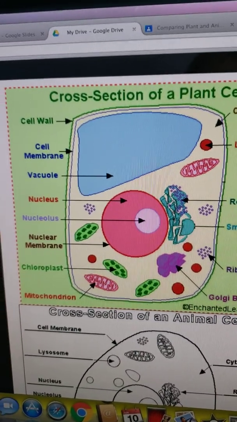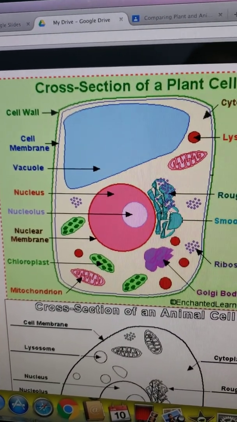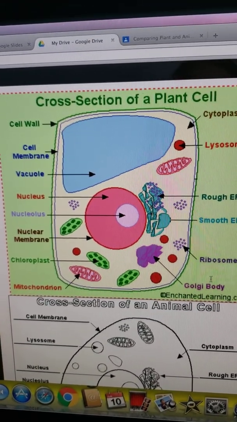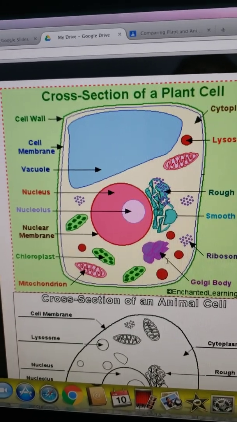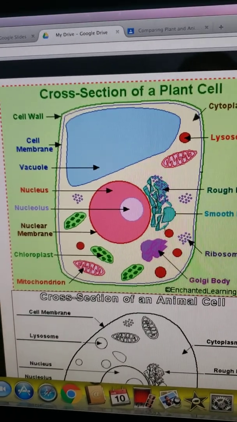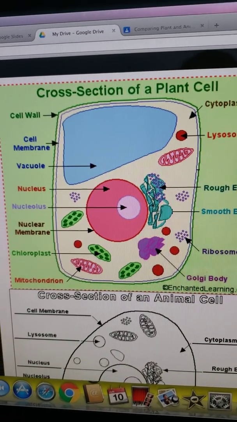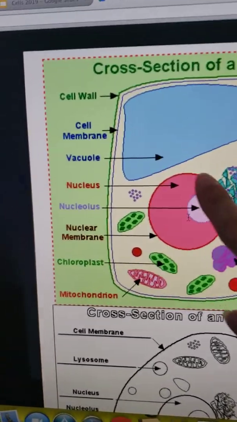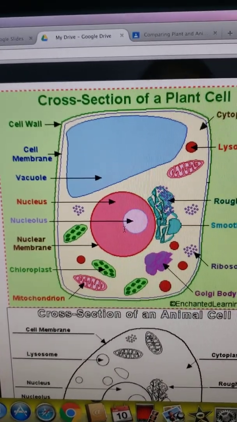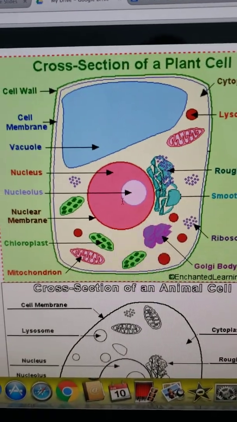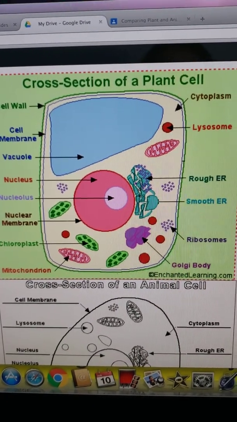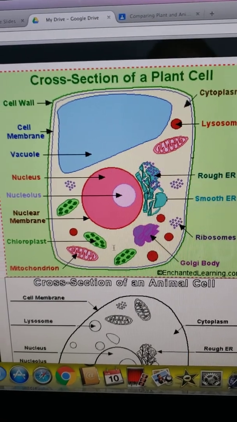Here is our ER, our endoplasmic reticulum, and you can see both kinds, rough and smooth. Our ribosomes, which make proteins. Golgi body, which packages material in the cell. Remember, then the ER transmits it or moves it throughout the cell. The nuclear membrane is that boundary around the nucleus, controlling what goes in and out. And there's our mitochondria, mighty mitochondria, that provides energy for the cell. And we can see the chloroplasts here.